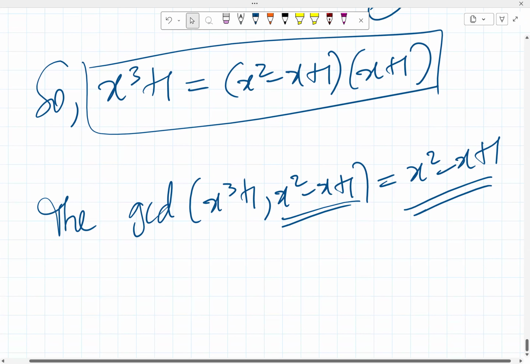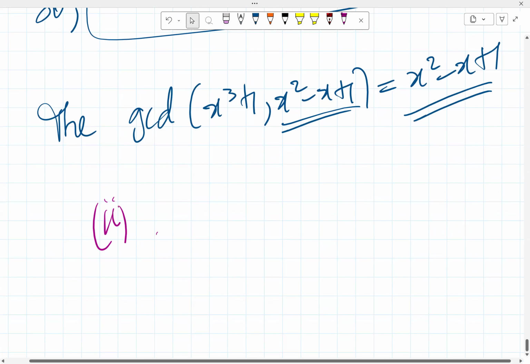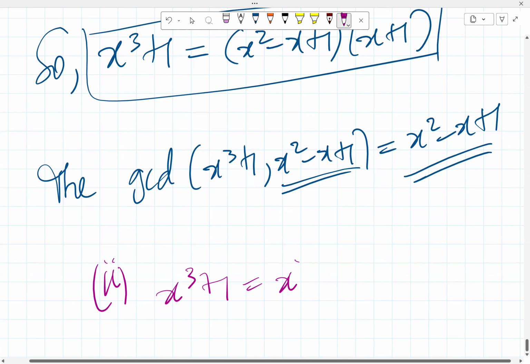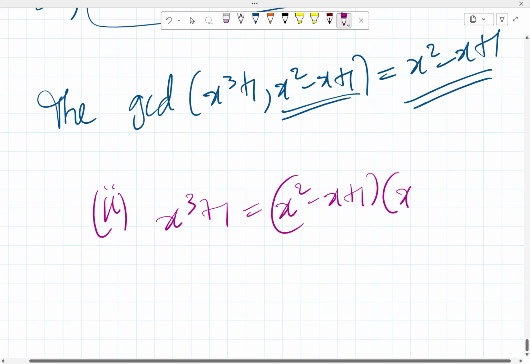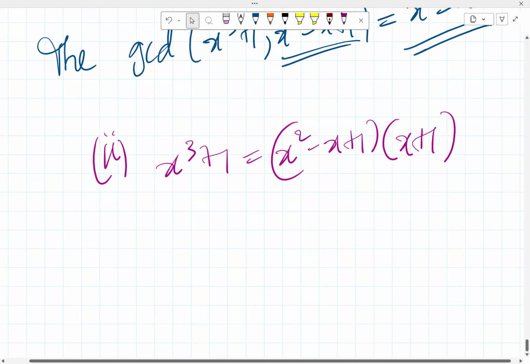So the GCD. The second part may be a bit tricky since we do have more terms, but let's see. We have x cubed plus 1 equals x squared minus x plus 1 into x plus 1. I should have known this is cubic, right? When we expand, we get that as the second part. So now I think the challenge comes where we need to write all these things.